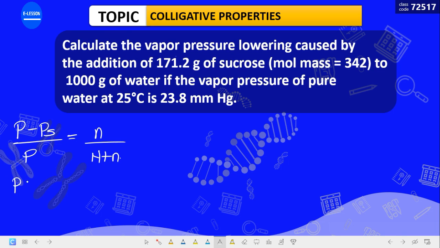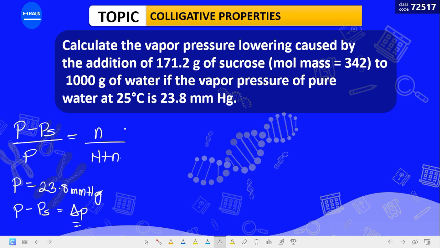Here P is the vapor pressure of the pure solvent. Now, the pure solvent is pure water, which is 23.8 millimeter mercury. Now, you are asked to calculate the vapor pressure lowering. That means you are asked to calculate P minus PS, which we can represent as what? Change in P.